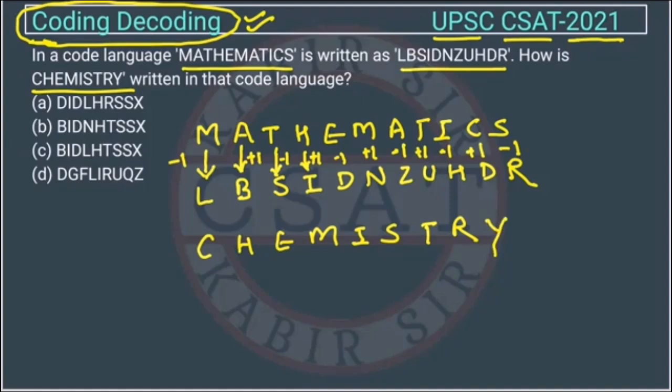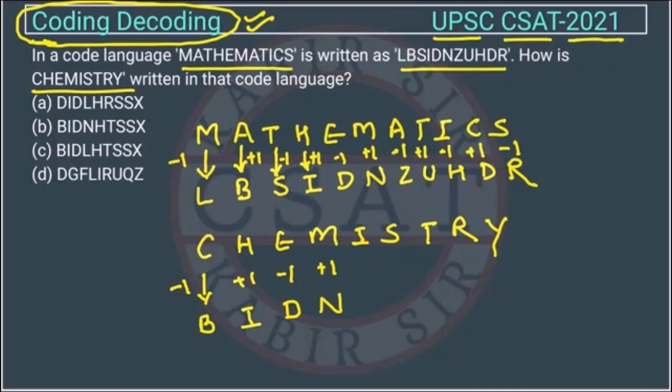So this is chemistry. Now the first one was -1. So we will write one letter before C. One letter before C will be B, right? So this is -1. Now we will write +1. After H which letter comes? I, right? Now this will be -1. Which letter comes before E? D, right? Now this is +1. Which letter comes after M? After M comes N, right? So we will write N. So this is BIDN, right?